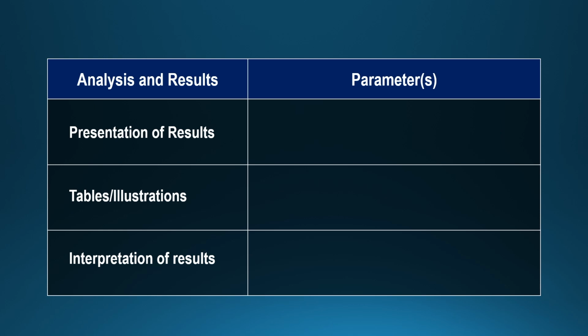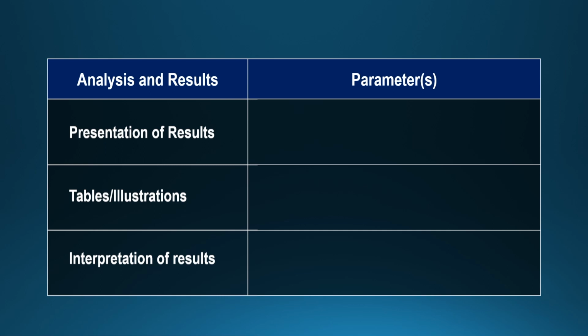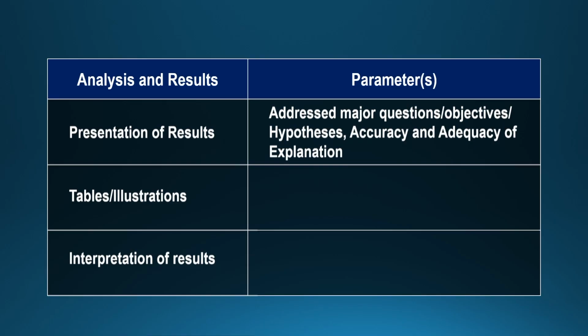Analysis of data and results is an important chapter in the research report, and it actually demonstrates the intellectual scholarship of the researcher. So, how the results of the study have been presented, whether the major questions or objectives or hypotheses have been addressed by the researcher, and whether the presentation of results has been accurate and adequate explanation has been given for the results.